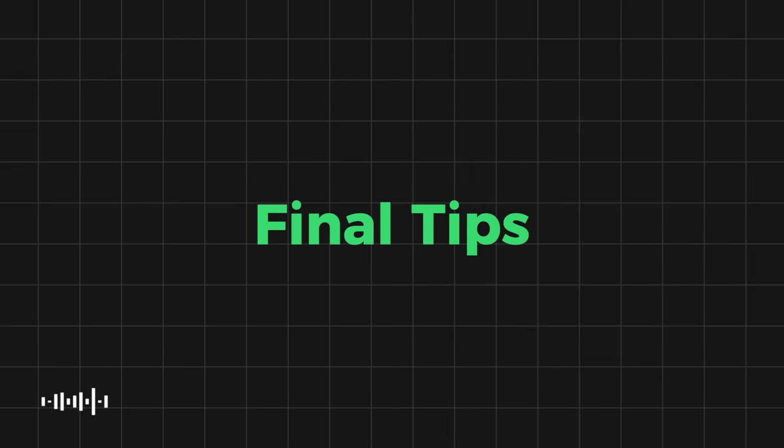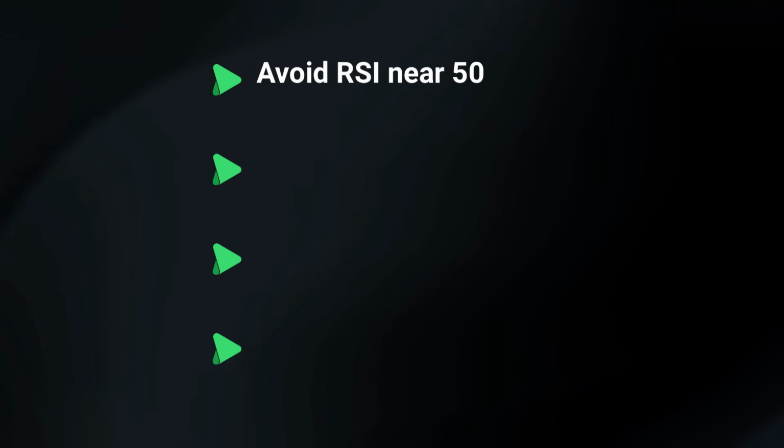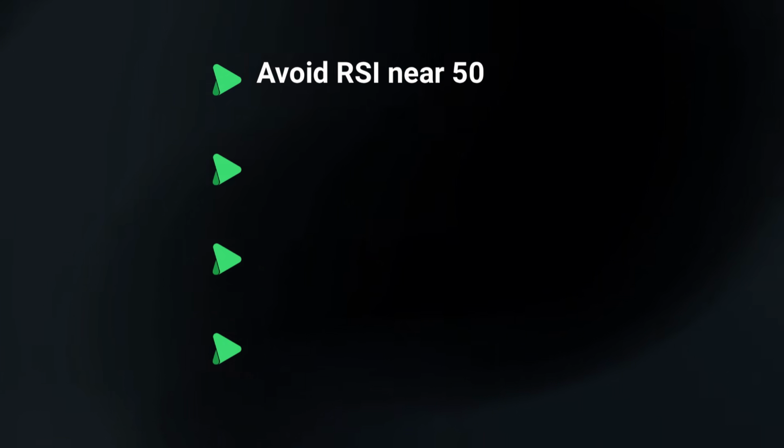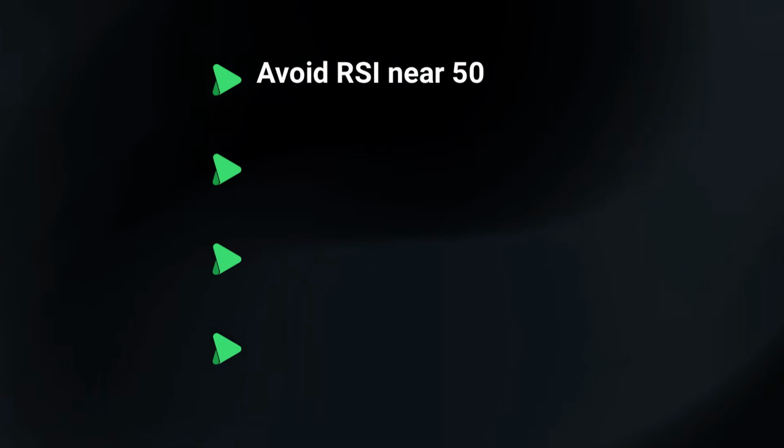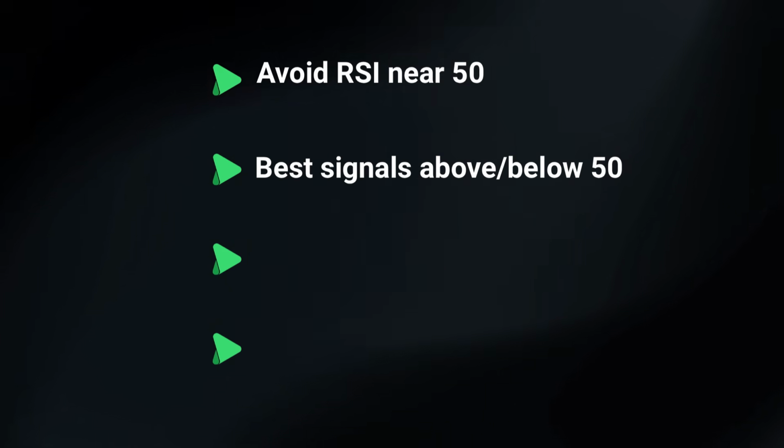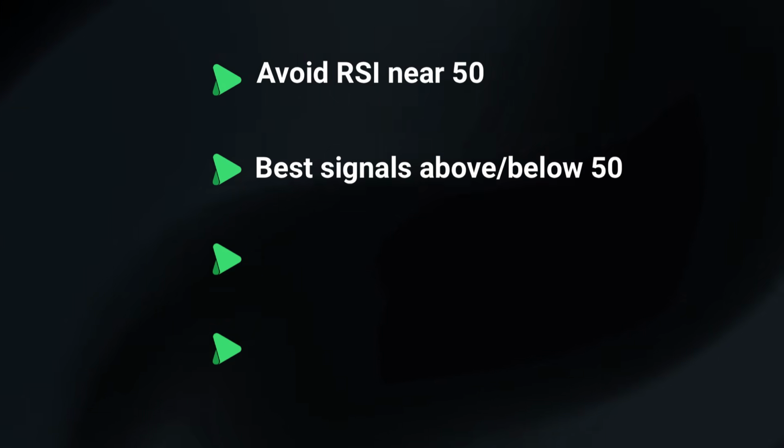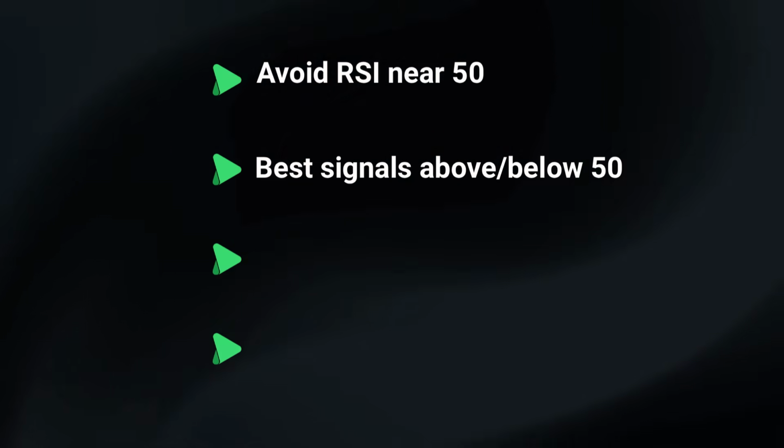Final tips. Avoid trading when RSI is near the 50 line. It usually means the market is ranging and unclear. The best signals happen when RSI is clearly above or below 50.